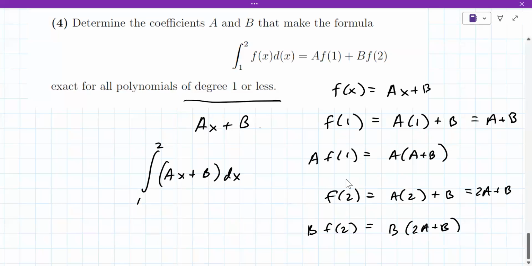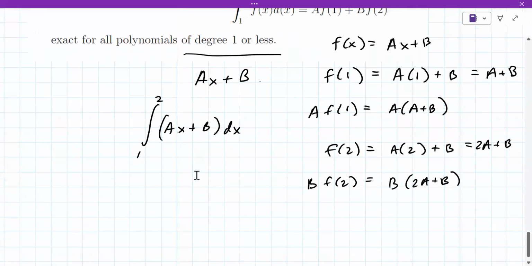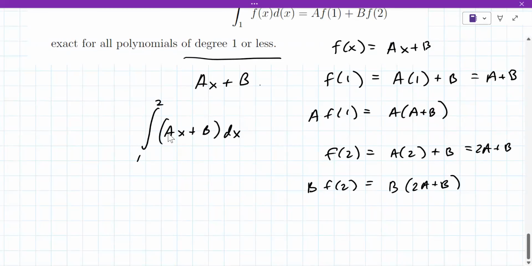Now, what bothers me is these were coefficients in your homework. This was like 2/5 and this was like 3/5. And so I'm wondering if you're supposed to use different coefficients. I guess we'll find out here in a minute.